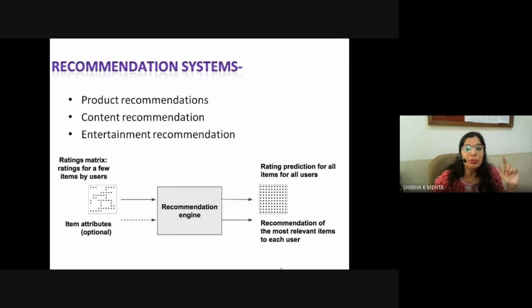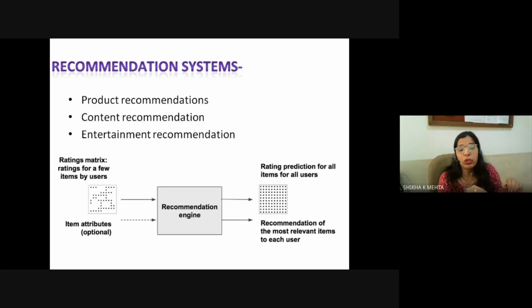So how are these recommendations being generated? Just taking an example of the rating matrix. When we are buying products, we look at the ratings. If the ratings are high for a particular product, we will go for it. If the ratings are low, we don't go for it. Depending upon the user's behavior, they may have different kinds of rating behavior also. So what is being done is that these ratings are being analyzed.